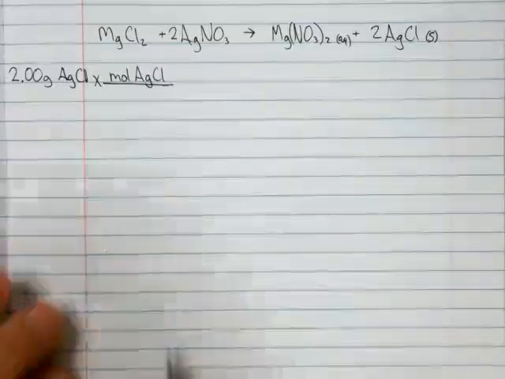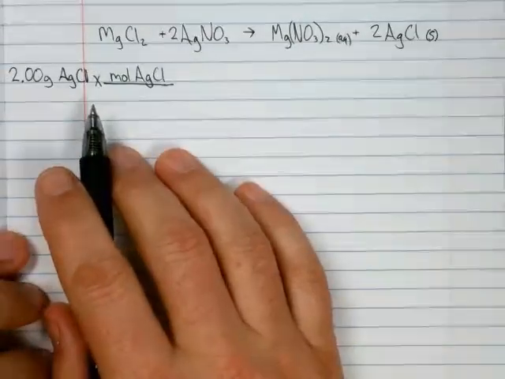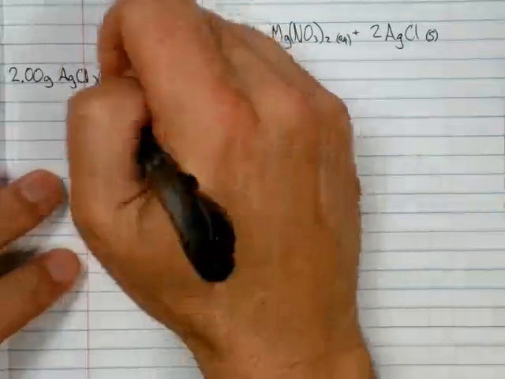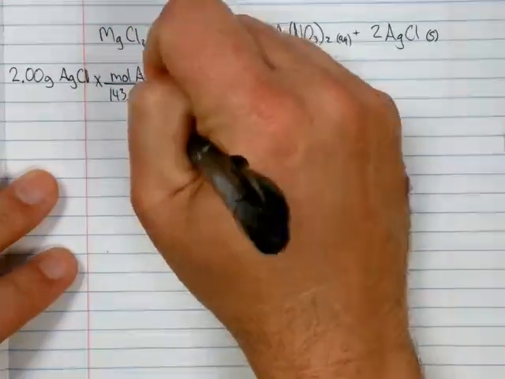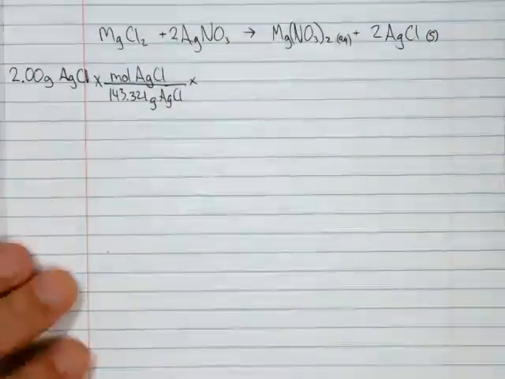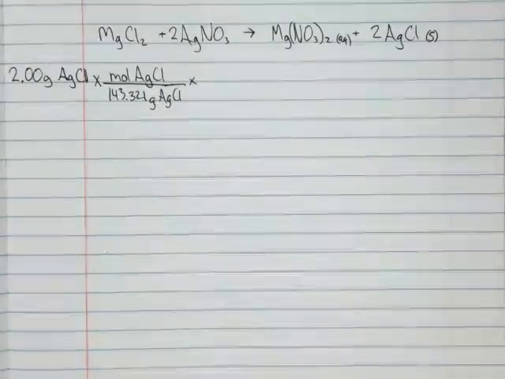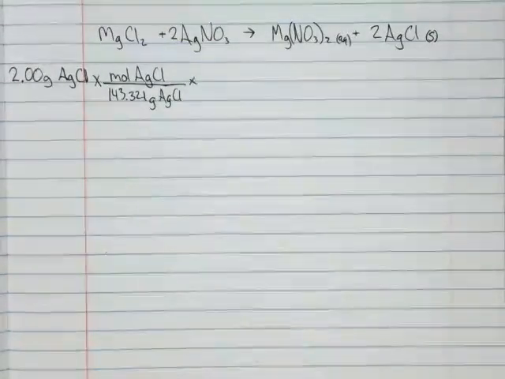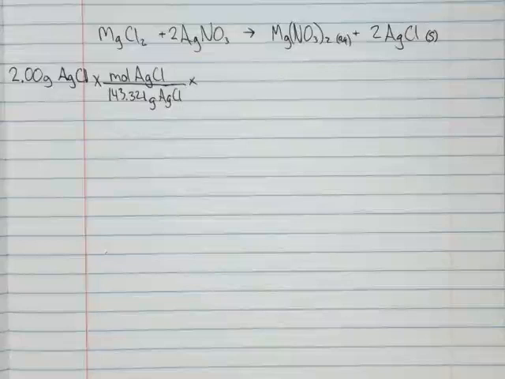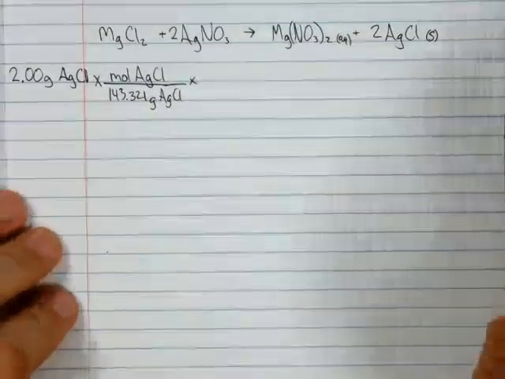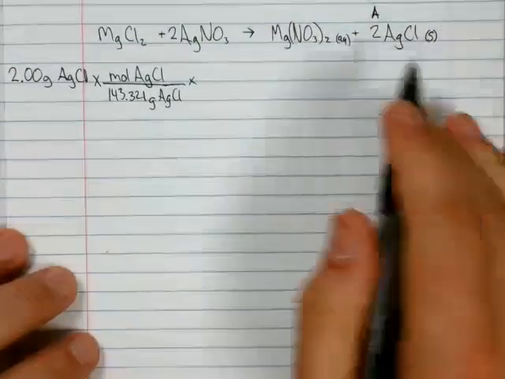All right. So the molar mass of silver chloride, what would that be? 143.32 grams of silver chloride. What would our next conversion be? Mole B over mole A. So over here, mole A is what we know, what we start with. So that's going to be silver chloride.